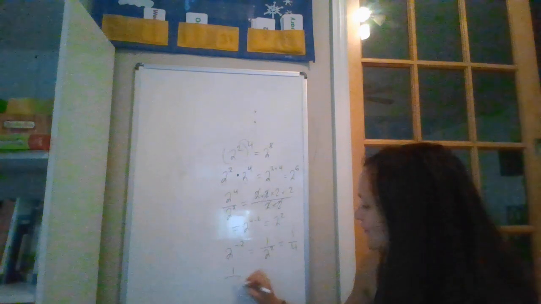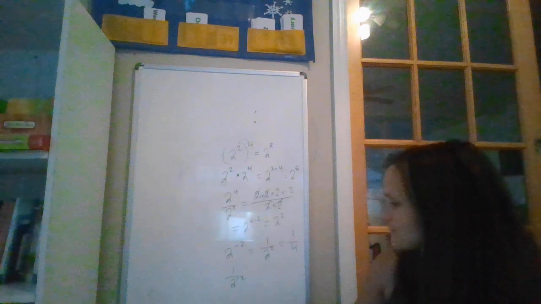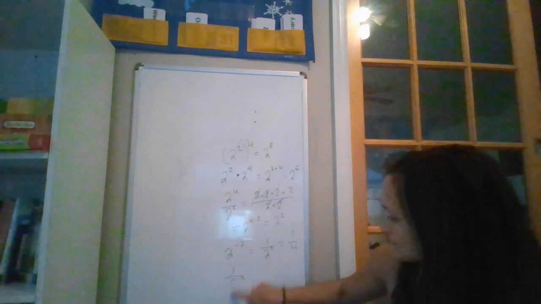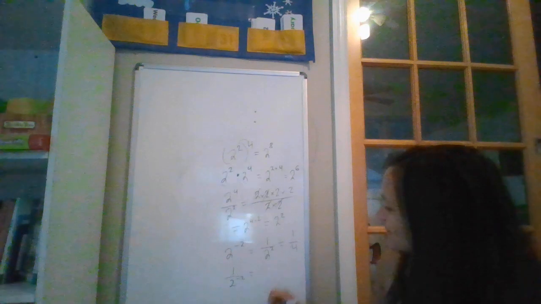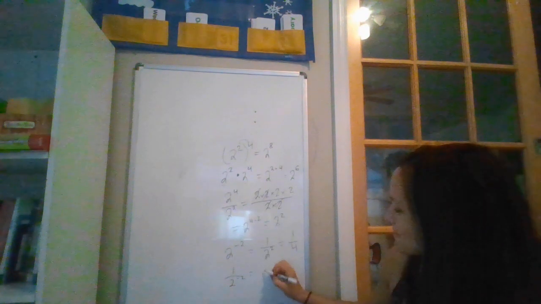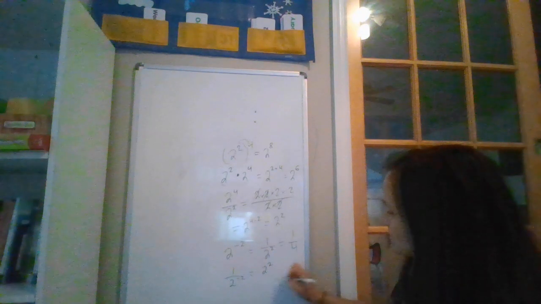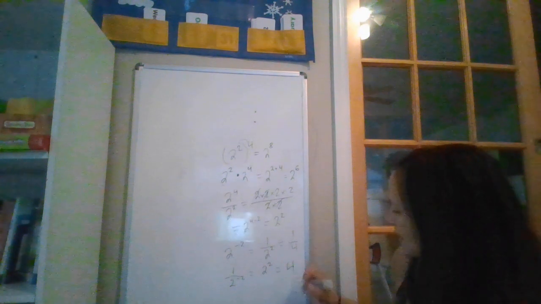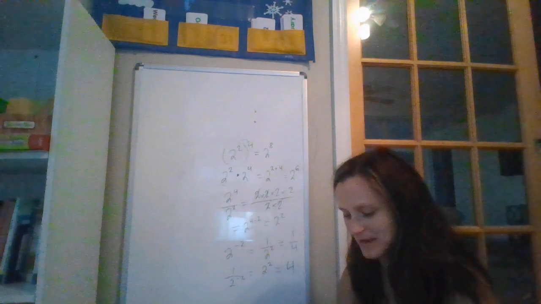If I did 1 over 2 to the negative 2, because you'll get this stuff sometimes and it's very confusing. I don't know why my 2's look different. 1 over 2 to the negative 2. Now this flips up to the top of the fraction and becomes 2 to the positive 2, which equals positive 4.